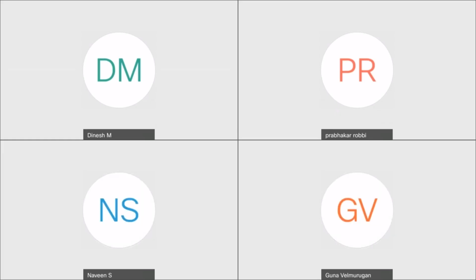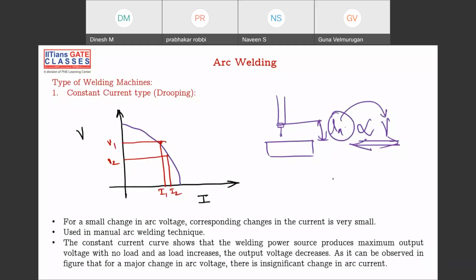In the previous class, we discussed gas welding. In gas welding, we discussed oxyacetylene welding, and we clearly saw three different types of flames that are produced during oxyacetylene welding. The three flames are produced because of the ratio of oxygen and acetylene that you mix in the mixing chamber, right?